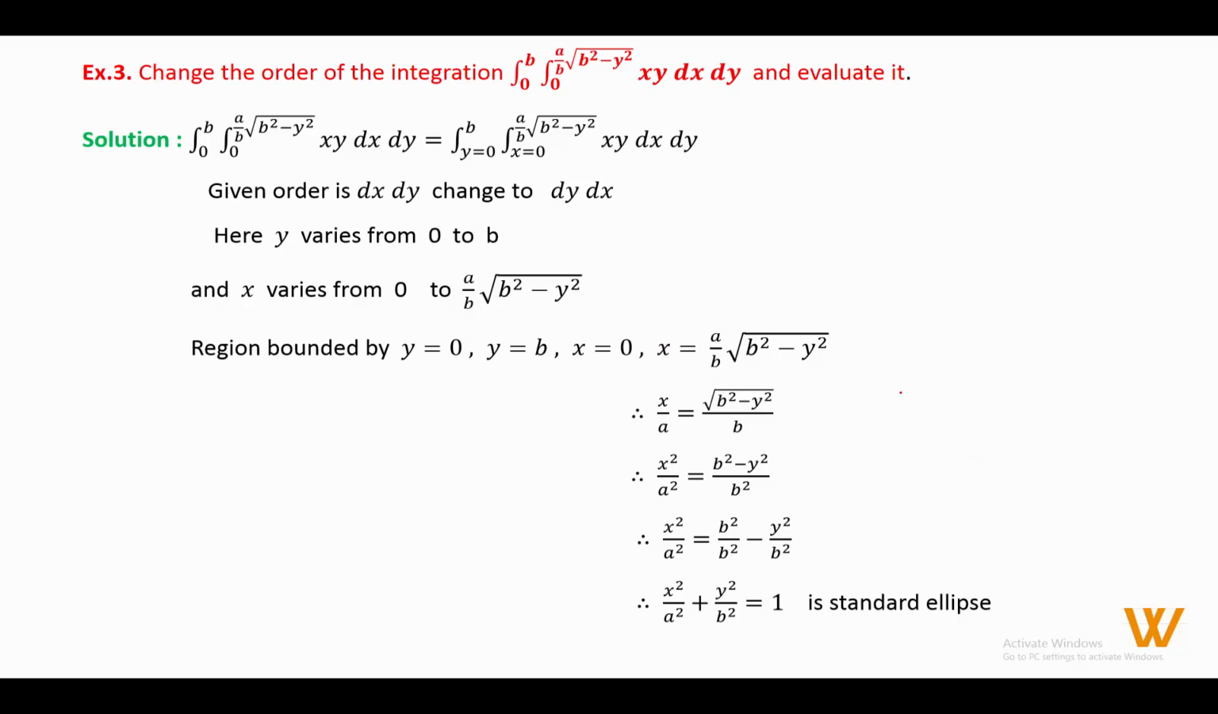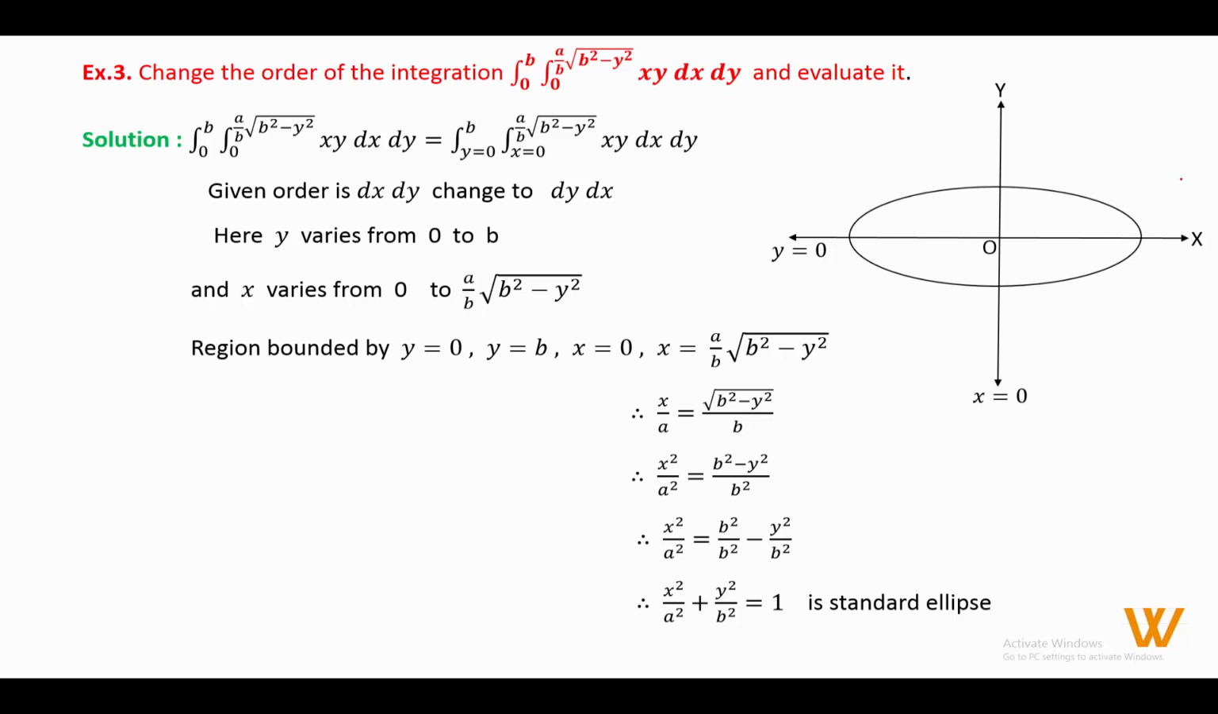Now draw the diagram. First draw x axis and y axis. This point is origin. This line is x axis whose equation is y equal to 0. This line is y axis whose equation is x equal to 0. Now draw the ellipse in standard form. The equation of the ellipse is x square upon a square plus y square upon b square equal to 1. So we know the coordinates of these points: a comma 0 and 0 comma b.